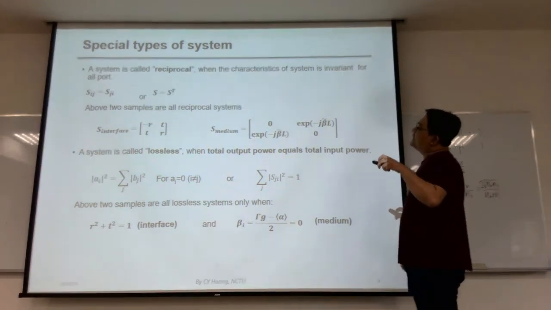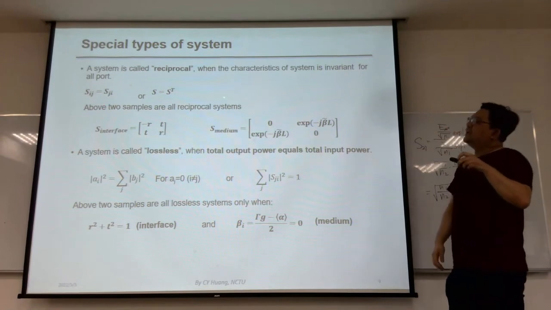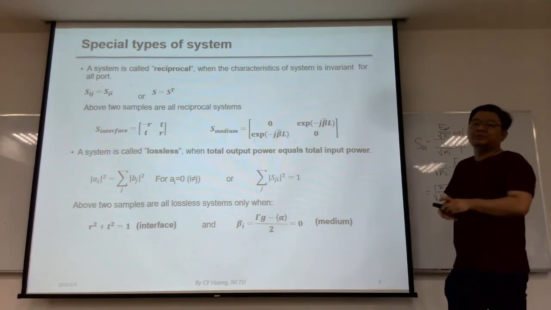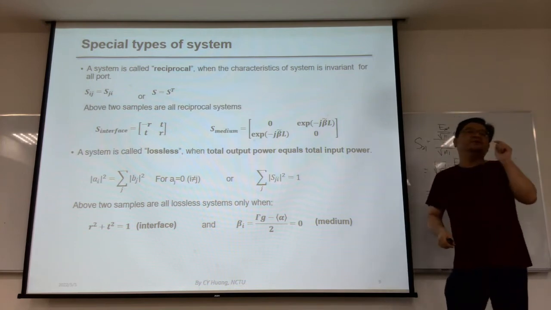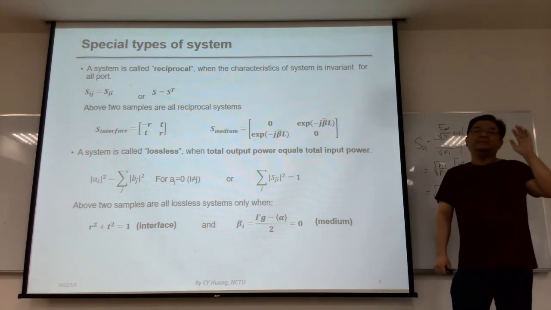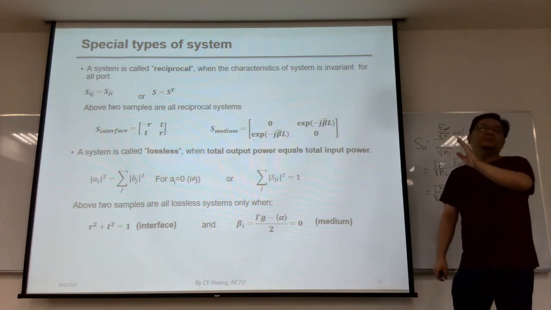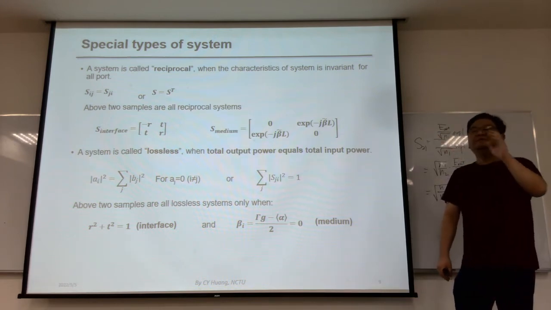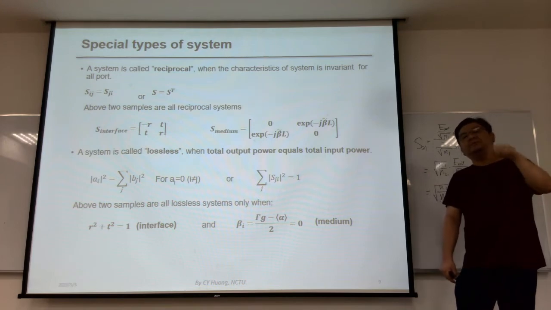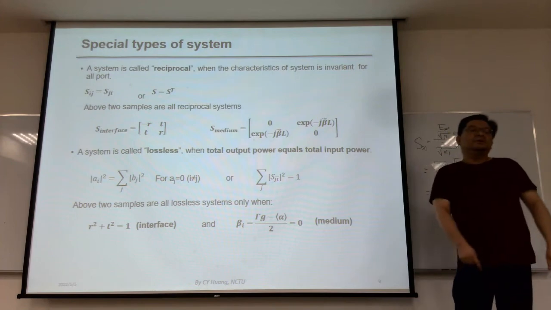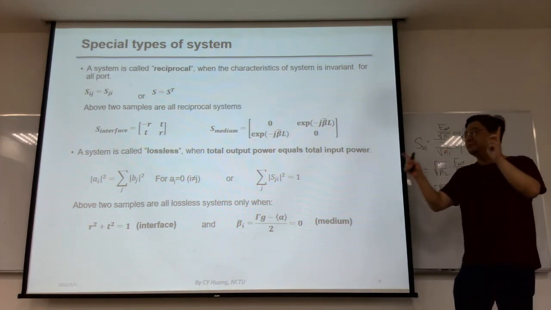The first is a system called reciprocal. What does reciprocal mean? Reciprocal means the physical phenomena observed from any port should be the same. That means the physical phenomena you see from port 1 should be the physical phenomena you see from port 2. So it is interchangeable.